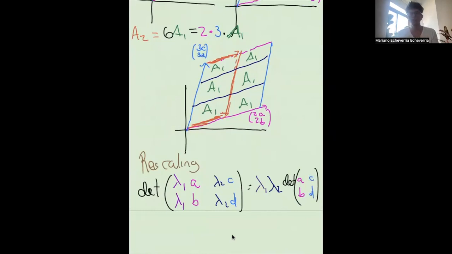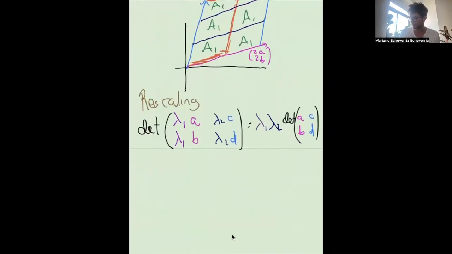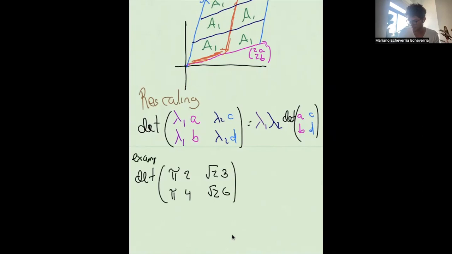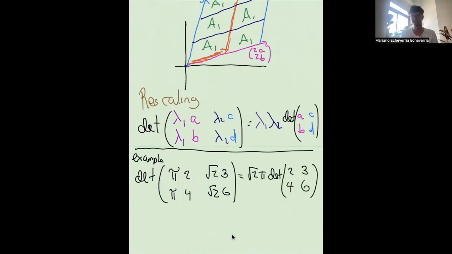Is that making sense? So in other words, you can factor out a constant. Just to make it more clear, let's use something like pi, because maybe that's easier to see. Here's an example. If you rescale the first vector by pi and the second vector by root of 2, this is saying that this is root of 2 pi times the determinant of 2, 4, 3, 6.